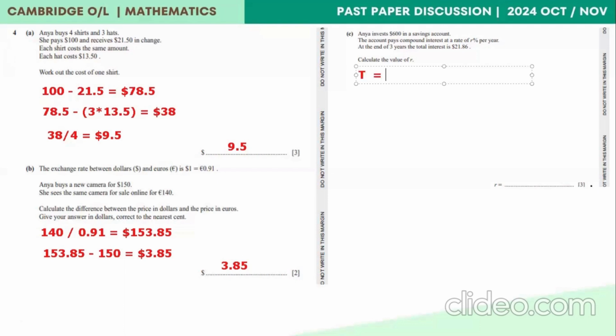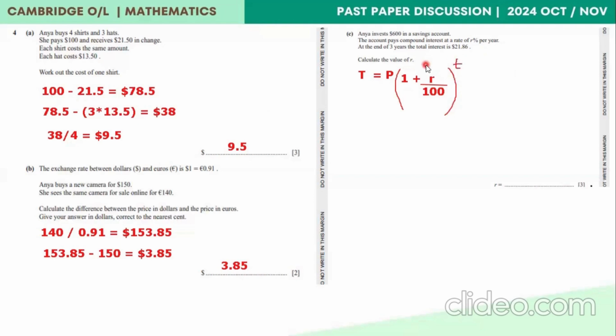So total equals P times 1 plus R over 100, so that to the power T. That is our compound interest formula.